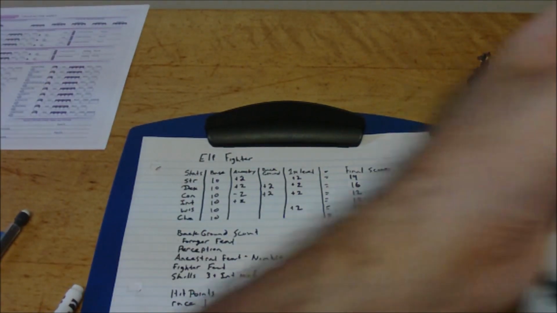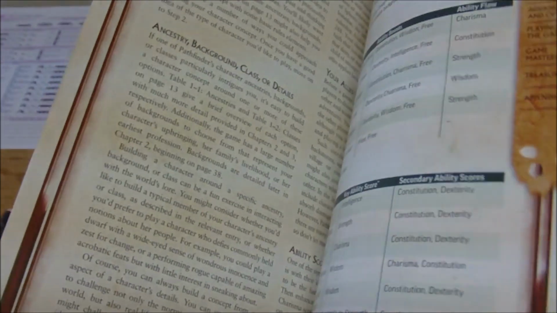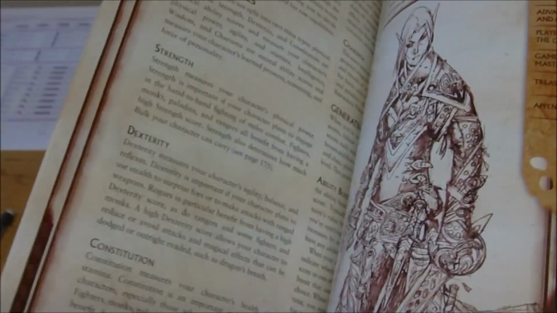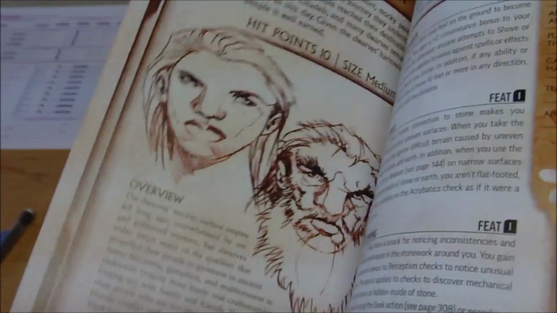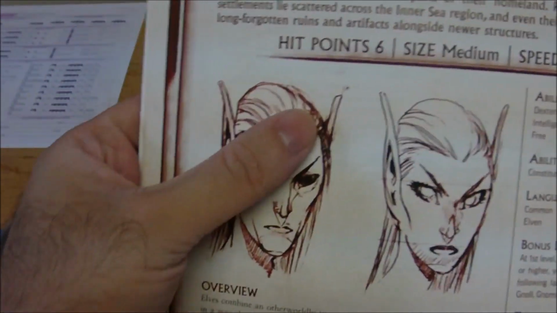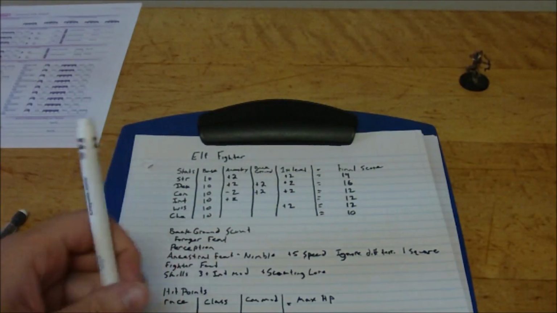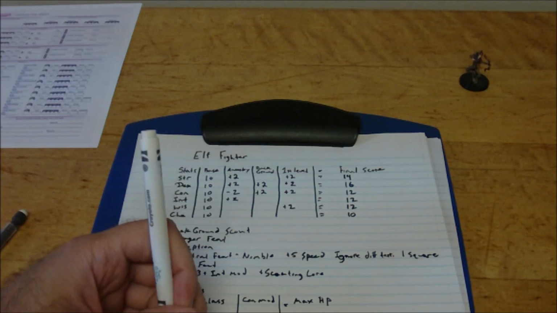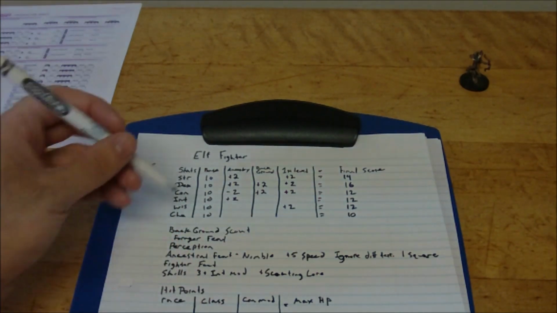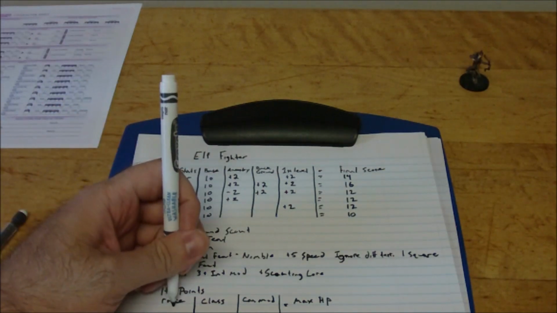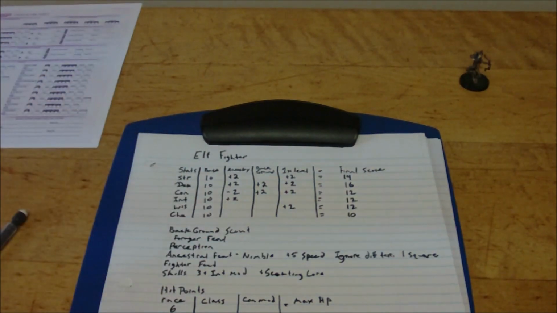So let's just go back right quick, because the one thing I did forget to write down for the Ancestry is my hit points. So as an elf, I get 6 hit points and a speed of 30 feet, which is going to be hopefully 35 because of my nimble, but we have to factor in some other things in there as well. So we've got the race down there, so plus 6 hit points.